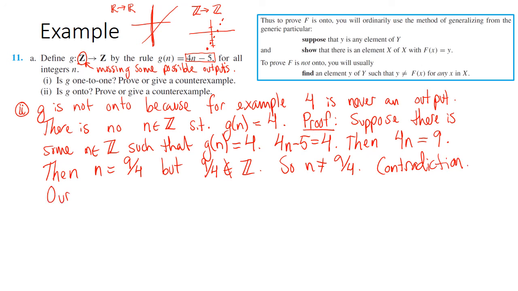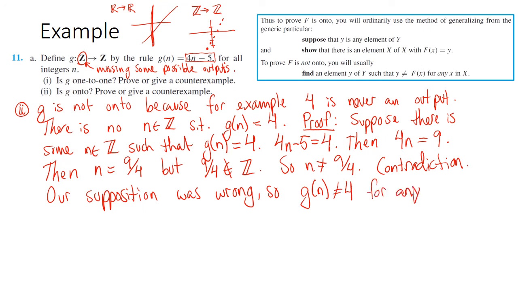So that means our supposition was wrong. So g of n does not equal 4 for any n in Z. Now, do you guys see what I've done here? I've done exactly what is written up here in this box. I found an element in the codomain such that that element does not equal g of n for any n in Z. Okay, so g is not onto.